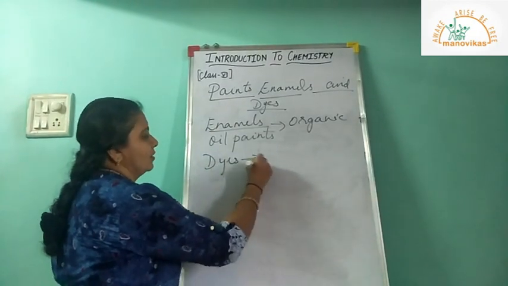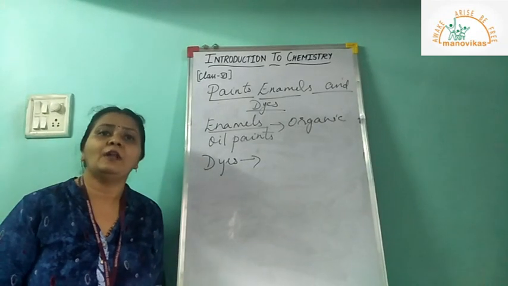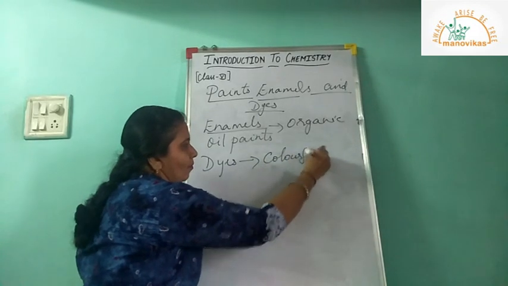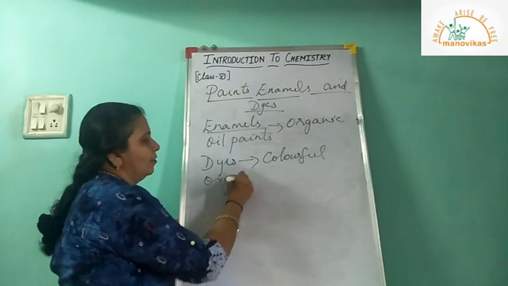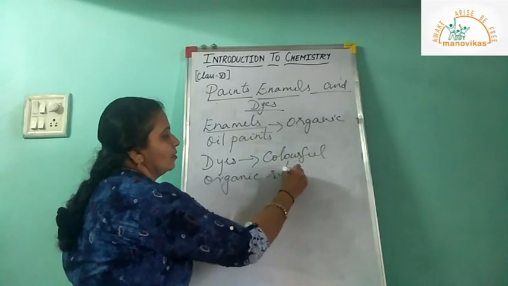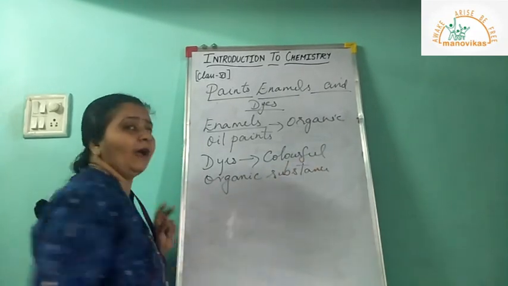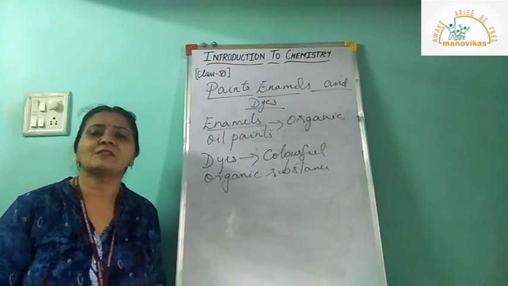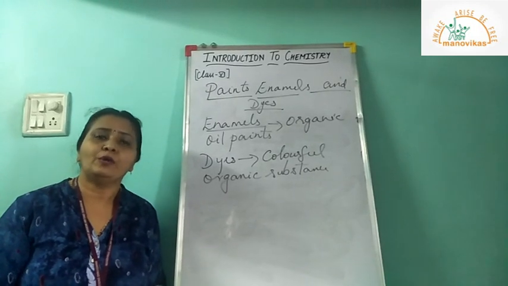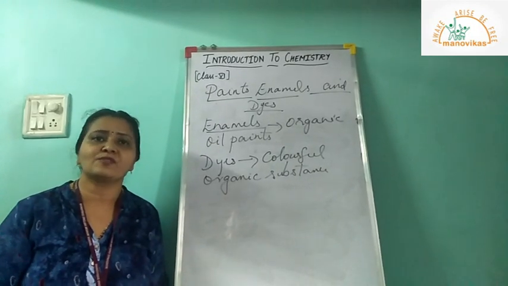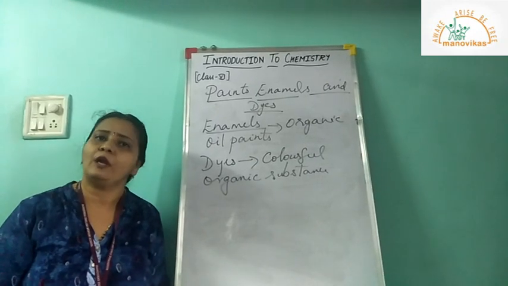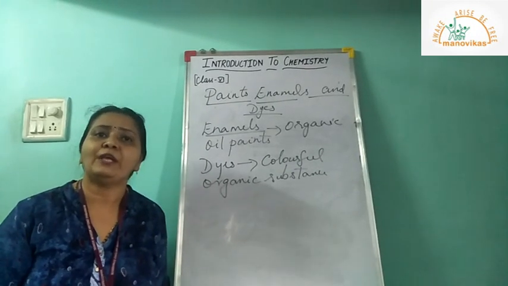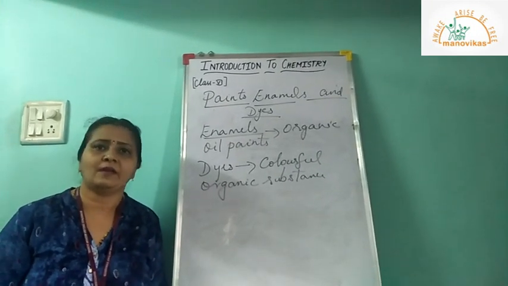Now let us have a look on dyes. What are dyes? Dyes are colorful organic substance. They are either obtained from plants or it can be prepared synthetically. Dyes are used in textile industry to impart color to the cloths. And synthetic dyes are mainly used in coloring hair and skin.